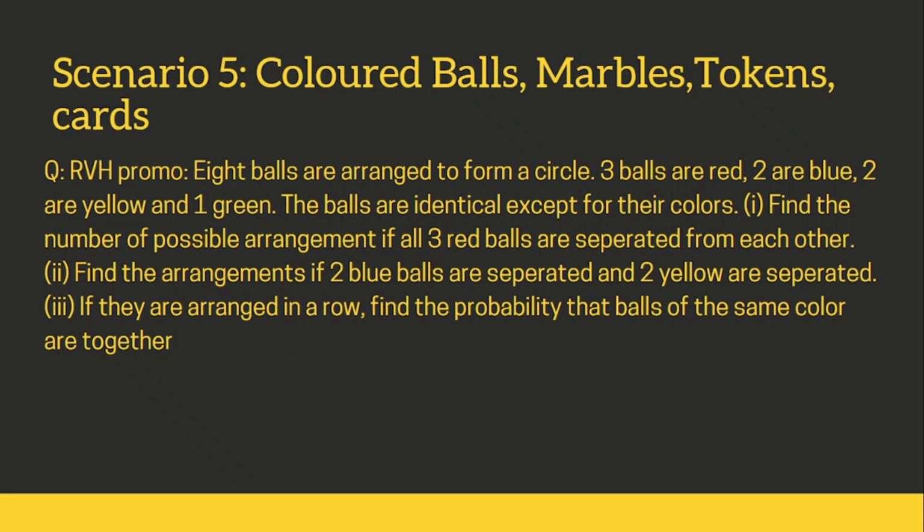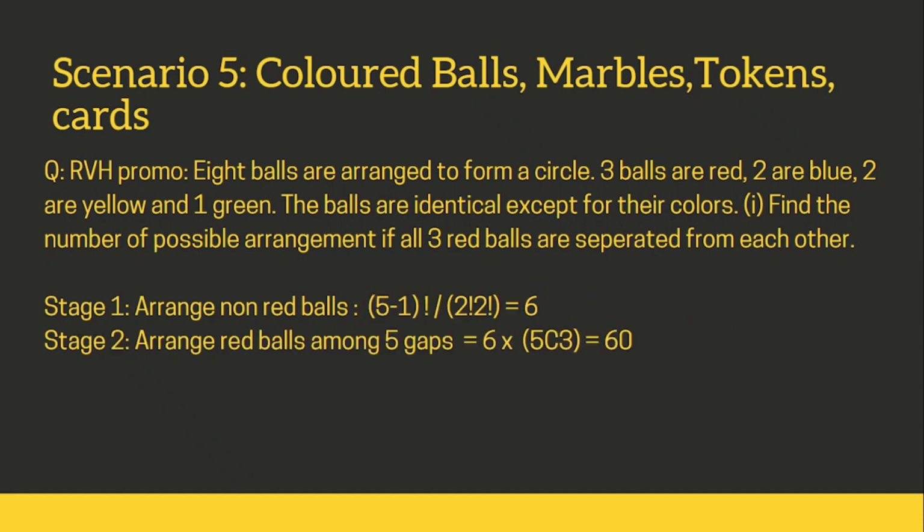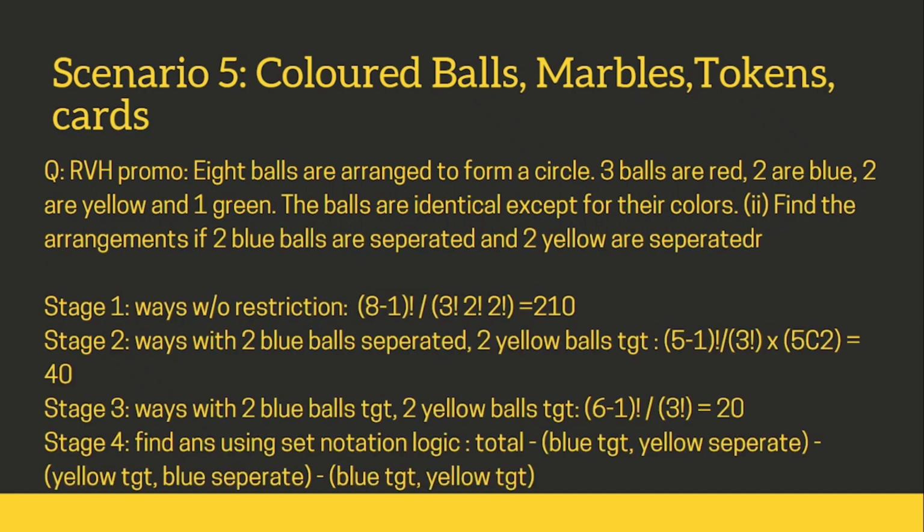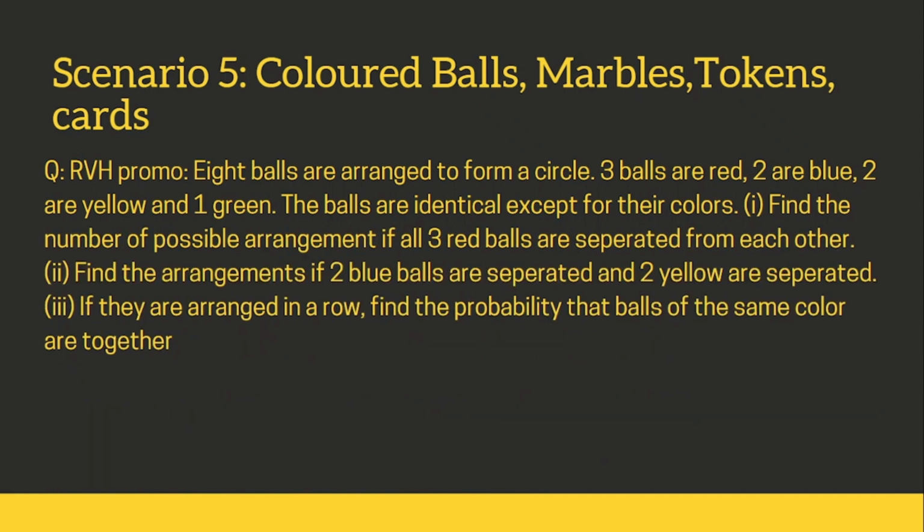Then, did we do this question already? This question already. Yeah? No, this is a different RVH question. Okay. So 8 balls are arranged to form a circle. Oh, no, we did this question already.